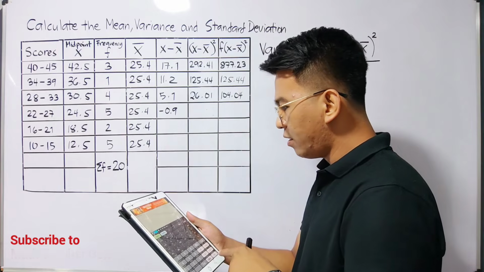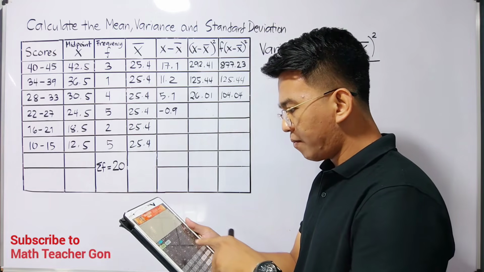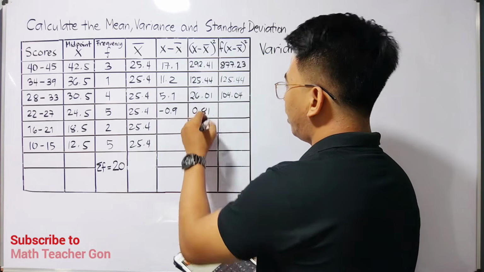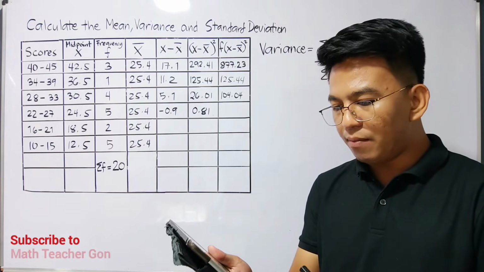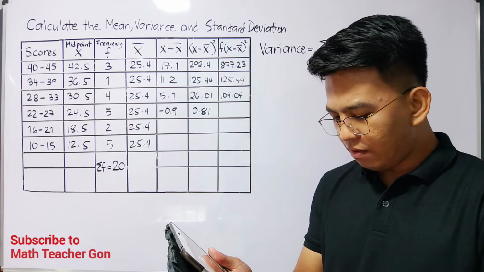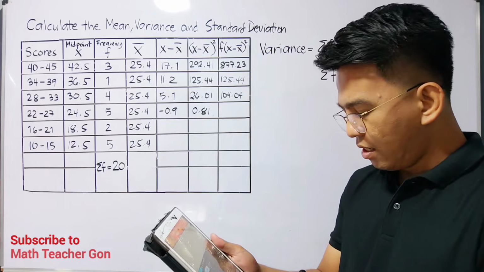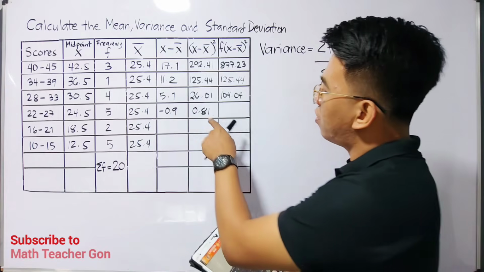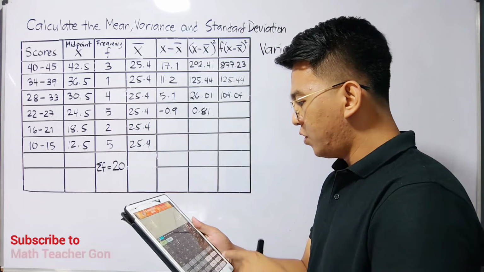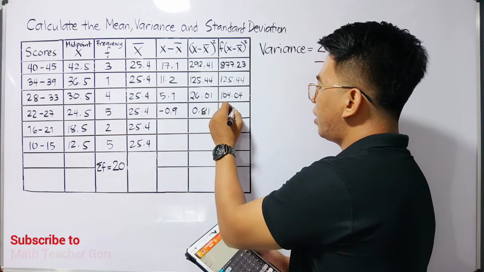I-square natin yung answer. So we have now 0.81. So double check nyo, baka magkakamali tayo. So tama tayo. Now, what's next? Ay i-multiply naman natin yung 0.81 by the frequency times 5. So that is 4.05.